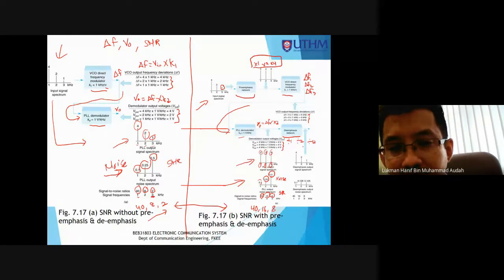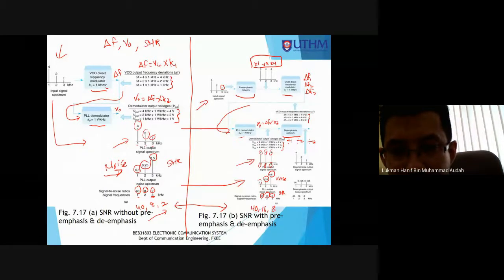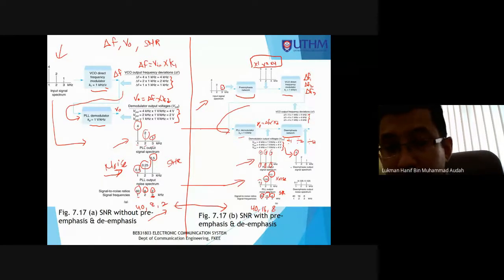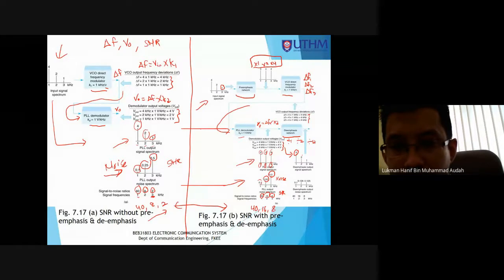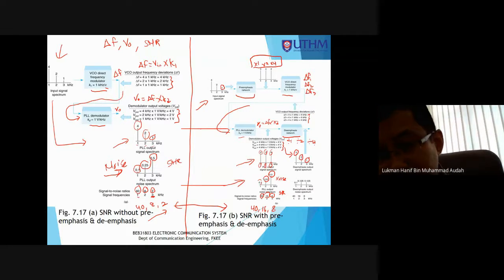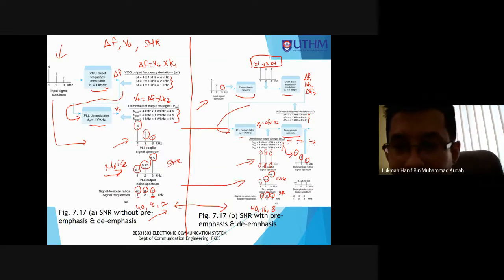Okay, so maknanya tadi kalau 4 volt, okay, this one 4 volt, 4 volt divide with 1, we get equal to 4. 4 volt divide with 2, we get output 2 volt. 4 volt divide with 4, we get 1 volt at the output. Nampak? So pada akhirnya dia seperti original signal.